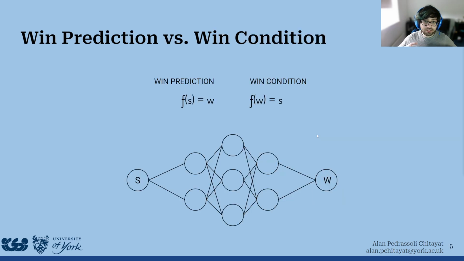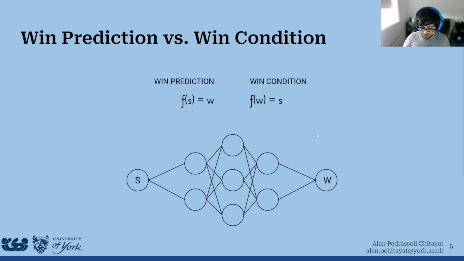So we designed a different variation of win prediction, which we called win condition, which takes the typical win prediction, which is a function of the current game state to predict the winner, and we flipped it around, and we now present it as a function of the winner to predict the game state.